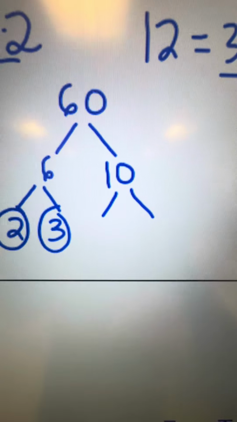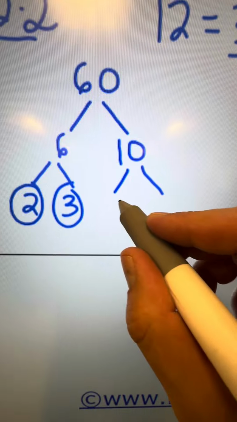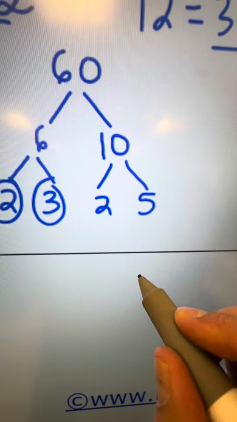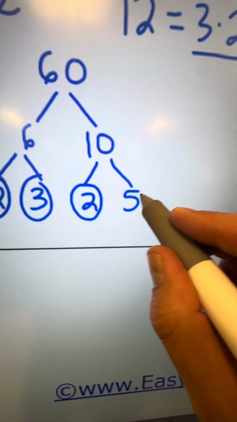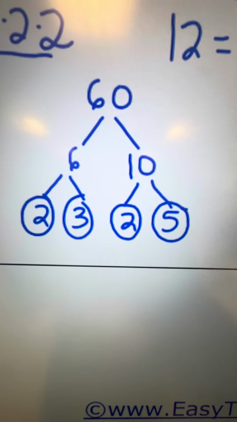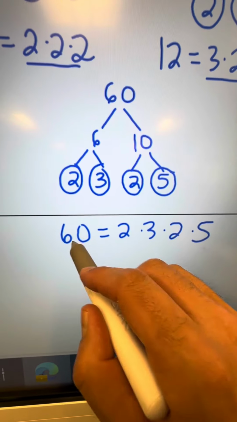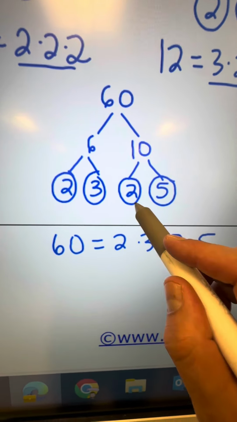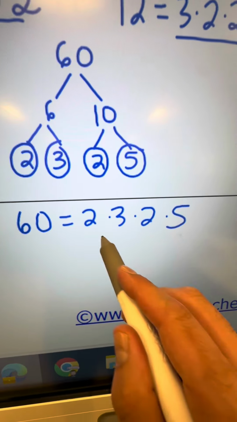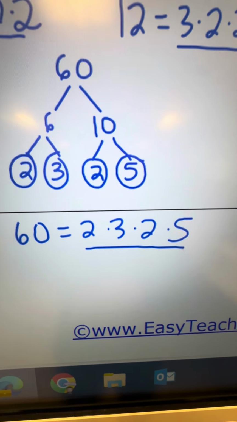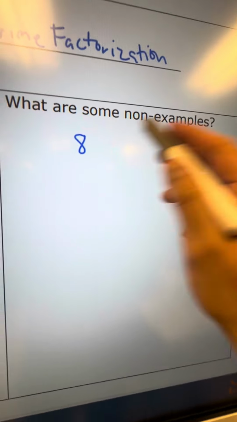And now I look at 10. 10 is the same thing as 2 times 5. 2 is a prime number, so I'll circle it. And 5 is also prime, so I'll circle that one. And I can see here that 60 is the same as 2 times 3 times 2 times 5. And again, notice these are all prime numbers, no composites. Here I'm going to show you some non-examples.